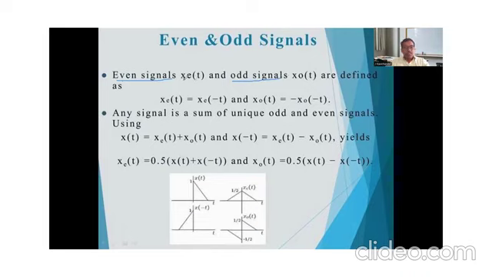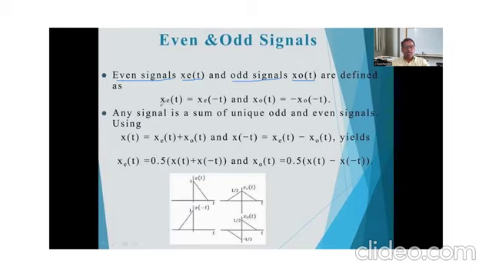The even signals are represented by xe of t. Next, odd signals are represented by xo of t.